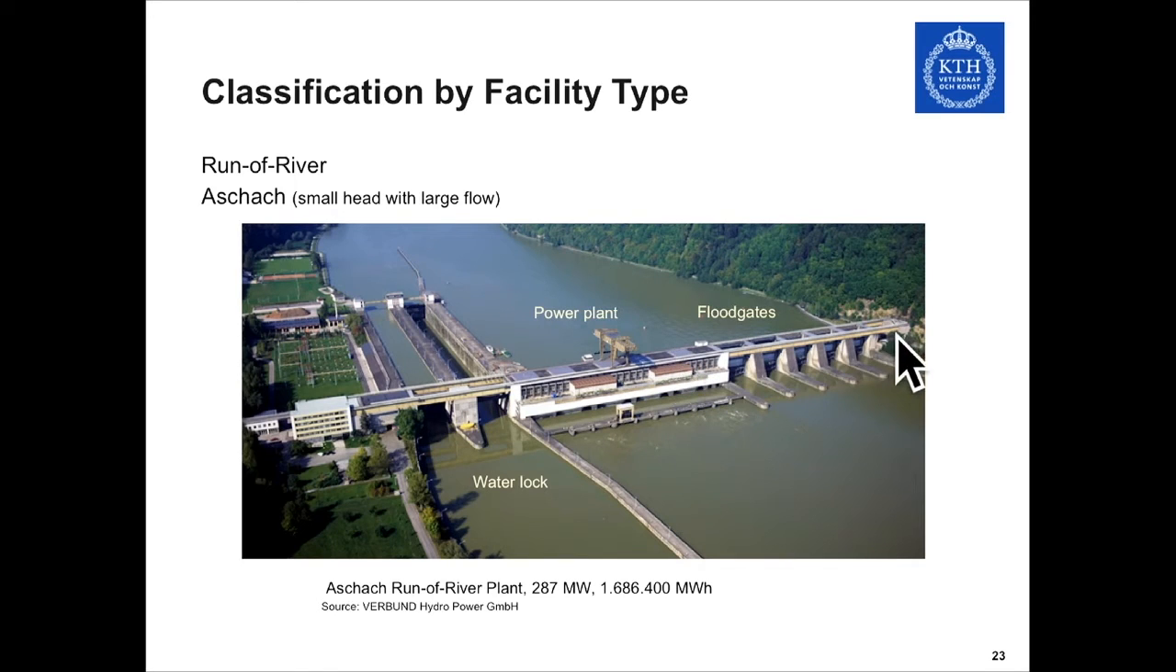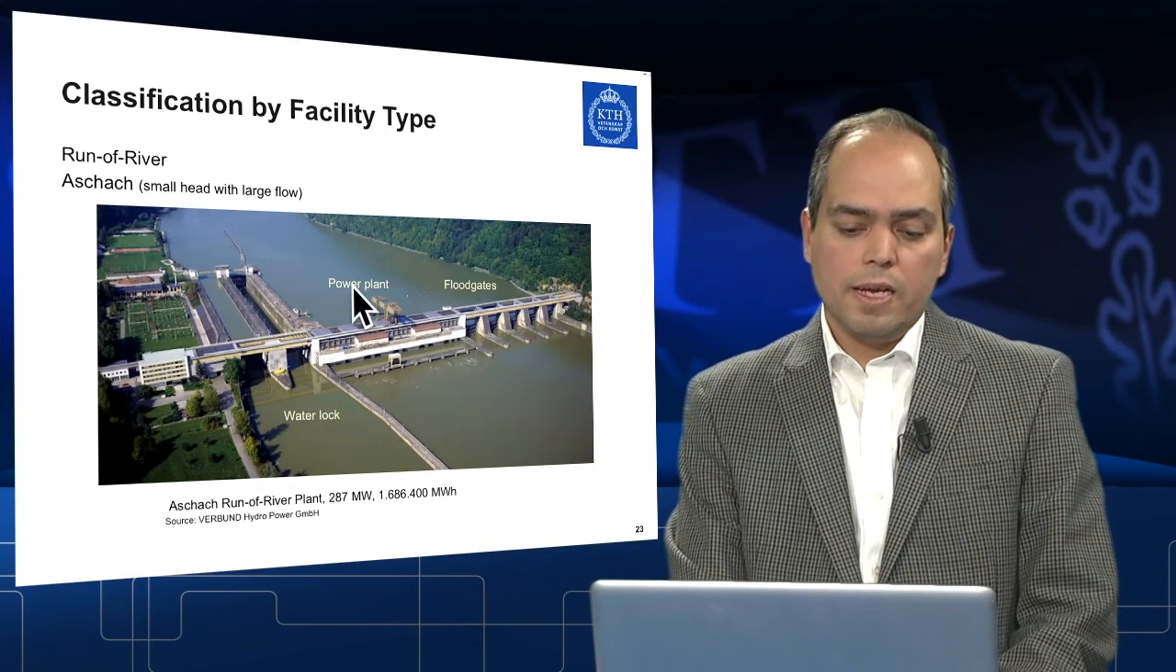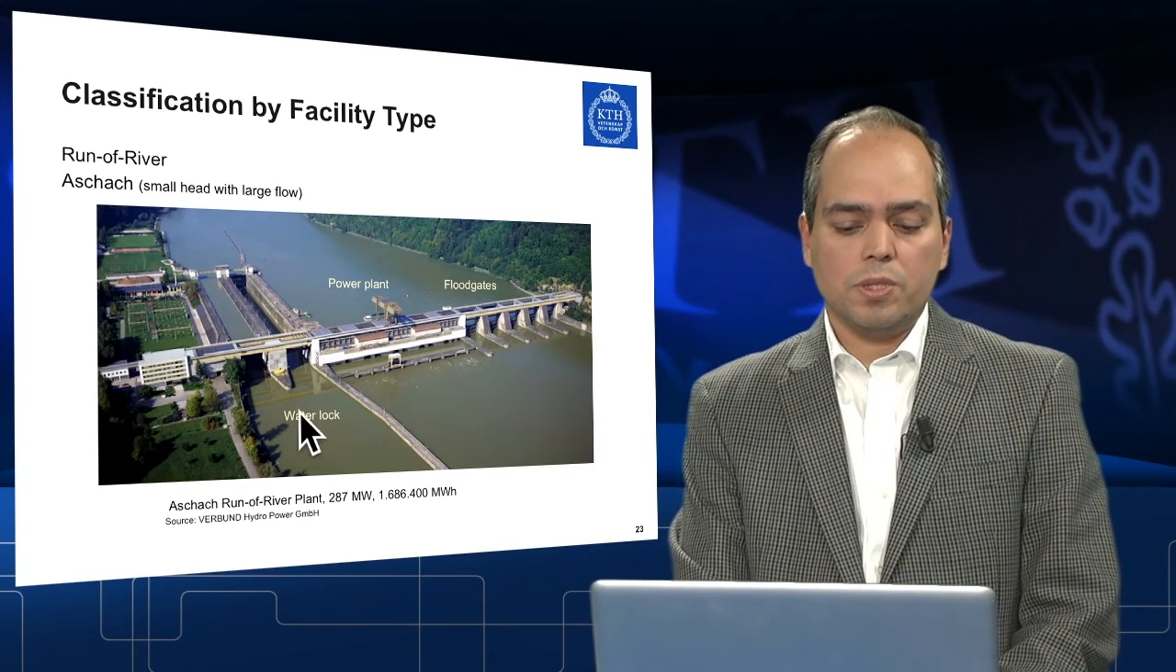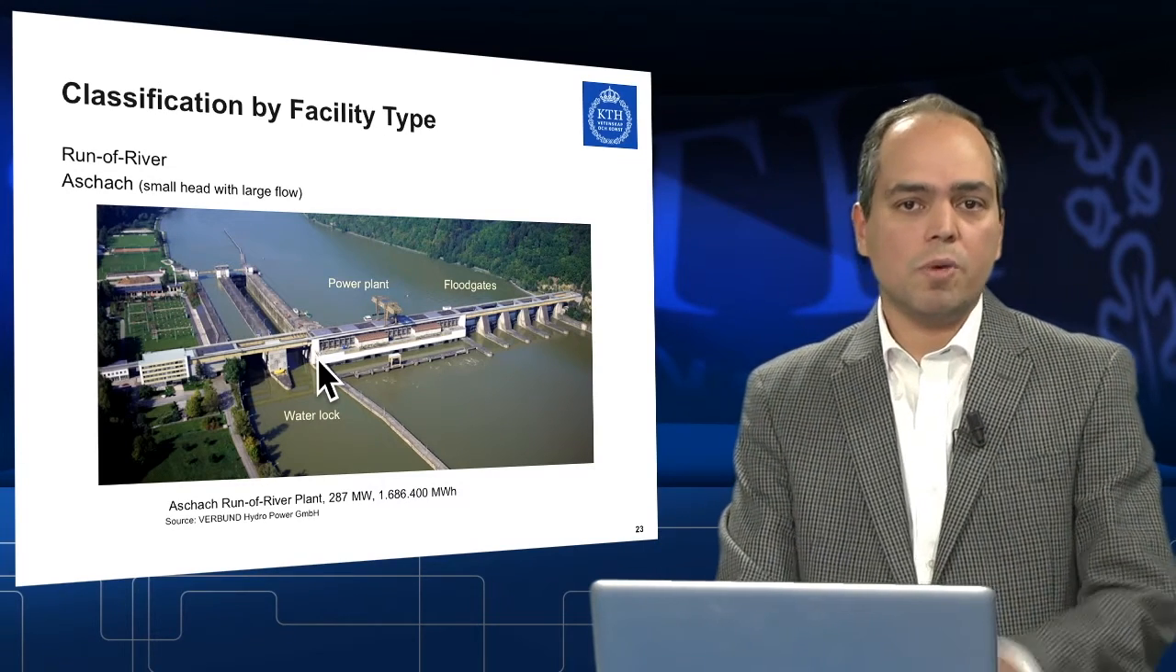The flood gates are located on the right side of this picture. As you could see, they have a mechanism here to go up and down and control the level of water on the upstream of the power station. And of course, there should be some water lock here in order not to stop the boat traffic.